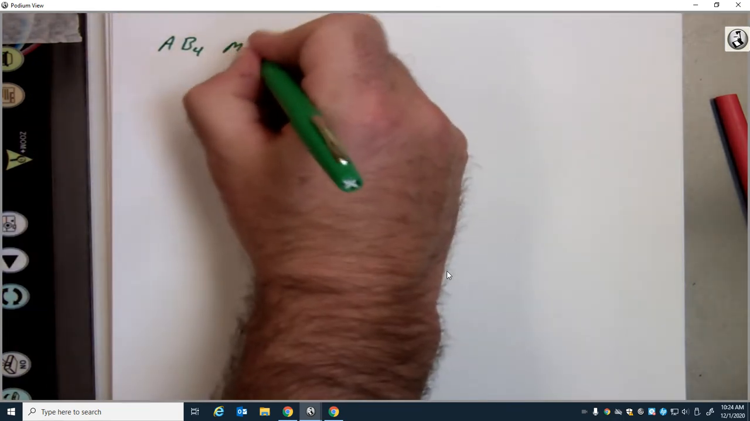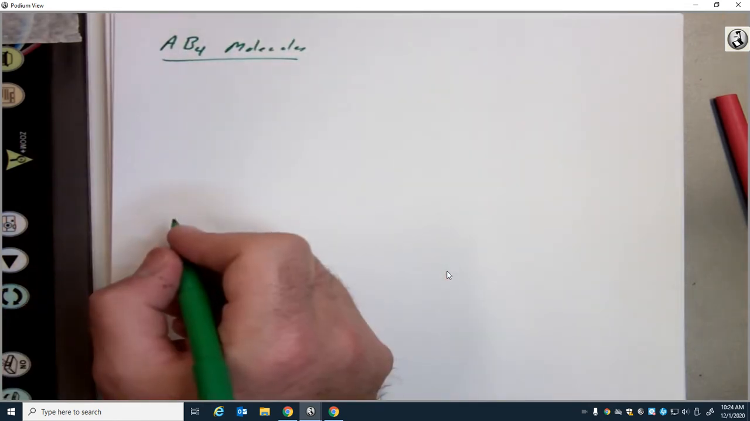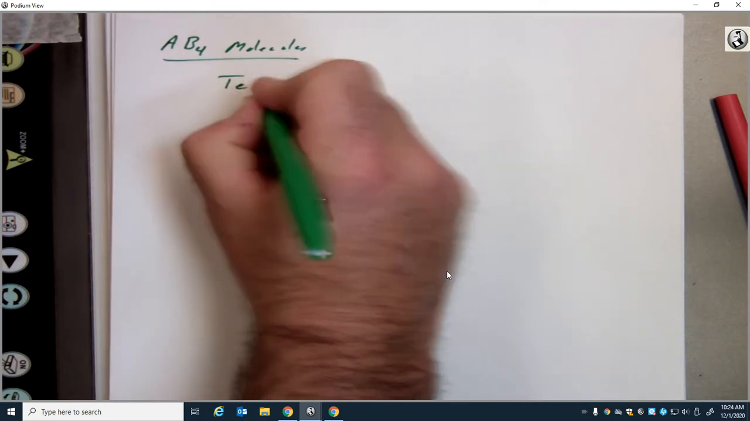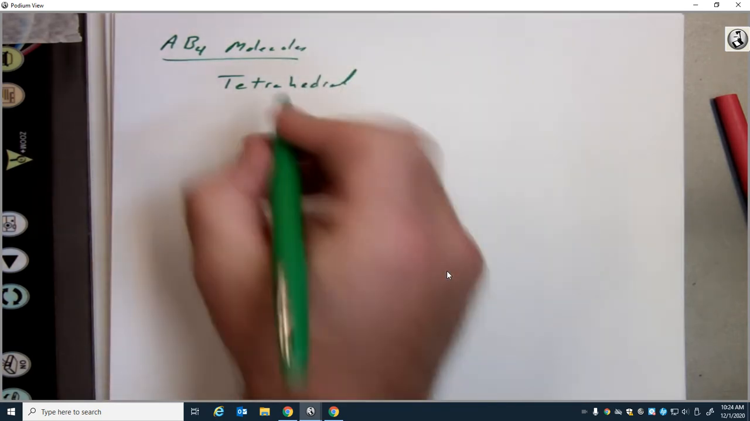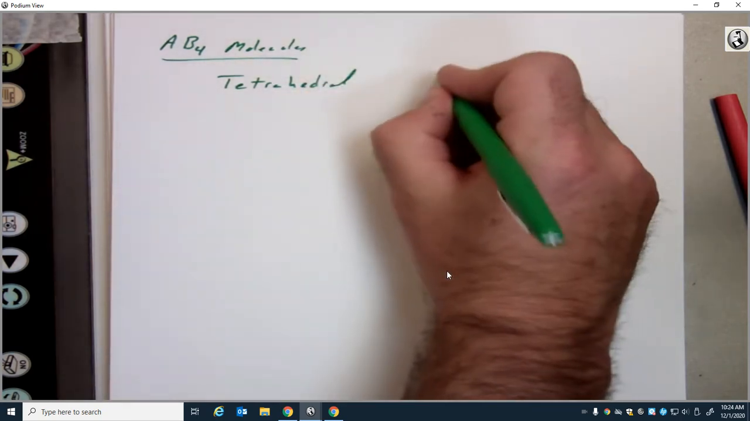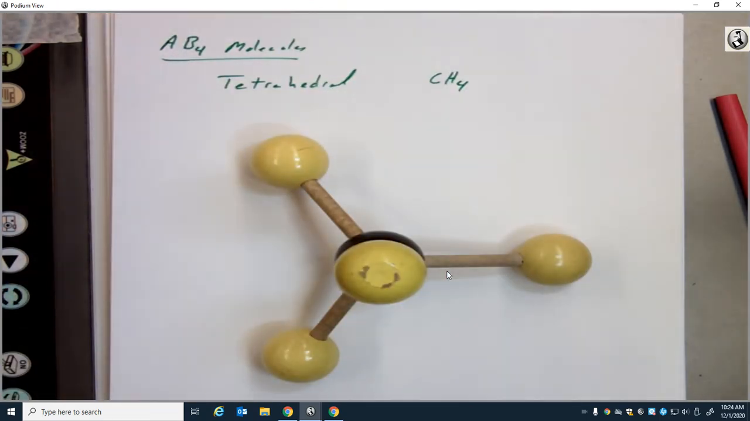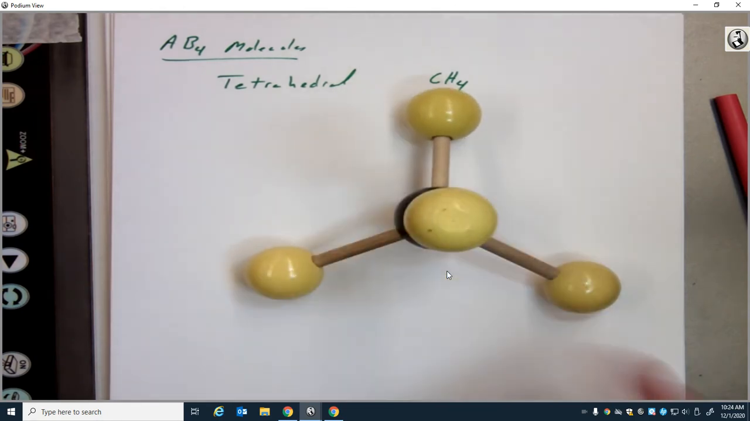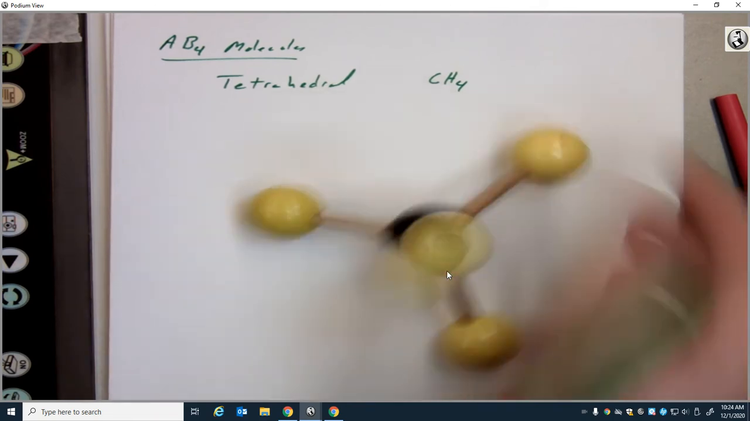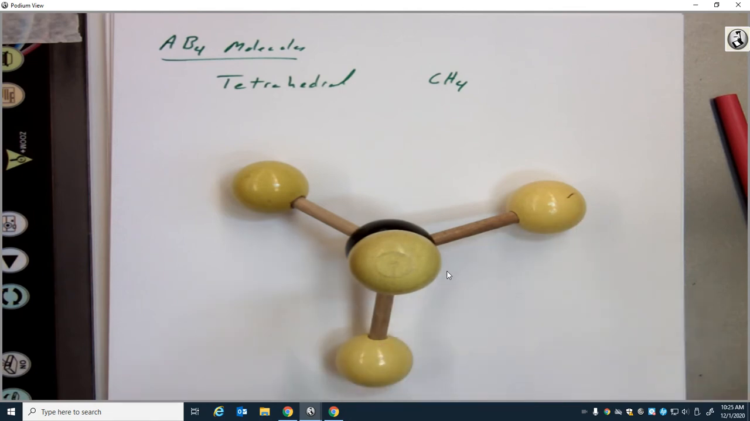AB4 molecules we've already talked about. Okay, and the only AB4 molecule that we have is a tetrahedral. Carbons love tetrahedral, so the typical one that we use is ammonia. Or not ammonia, methane, excuse me. And here's my tetrahedral. And it's got 4 legs. And that's the tetrahedral shape. So here's my central atom, my carbon, and my 4 hydrogens.